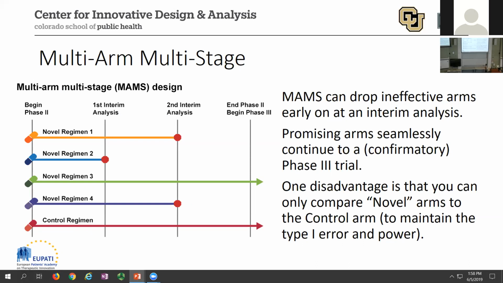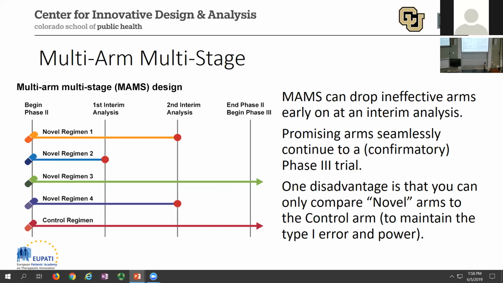And we see in this example they give us, by the time we get to this far right threshold, it's the end of phase 2 and the beginning of phase 3. We've narrowed it down to a more traditional comparison now of the novel regimen 3 to the control regimen.